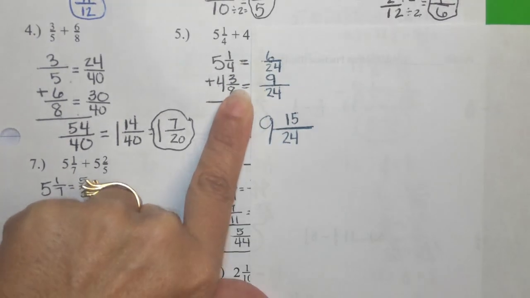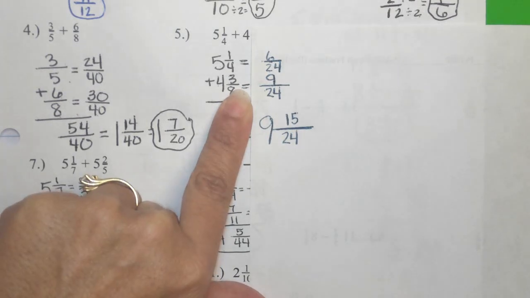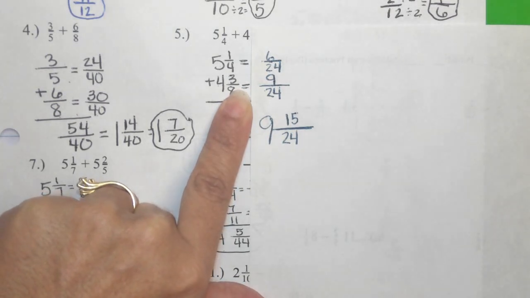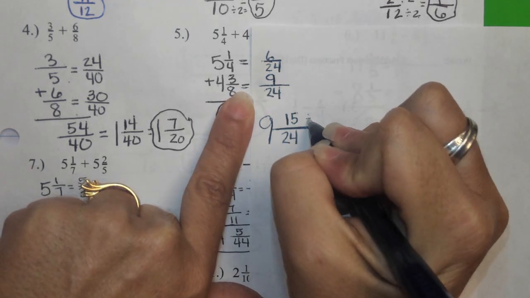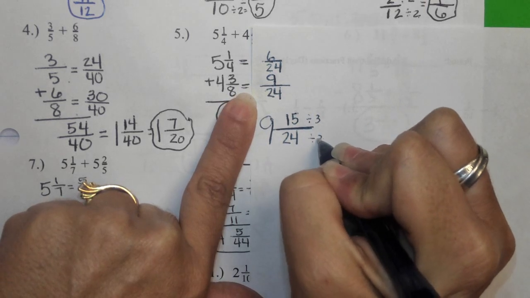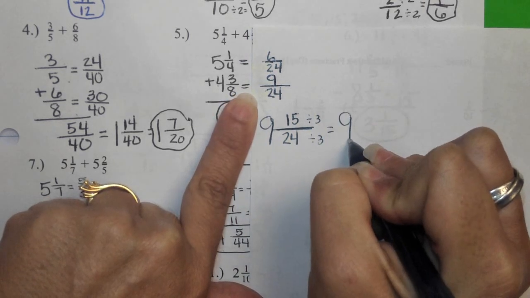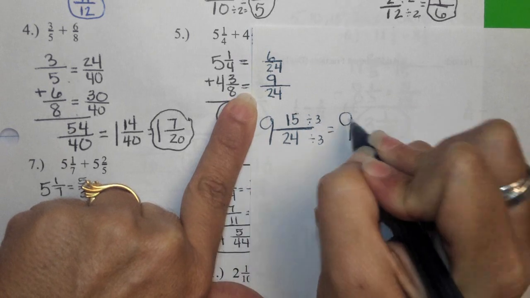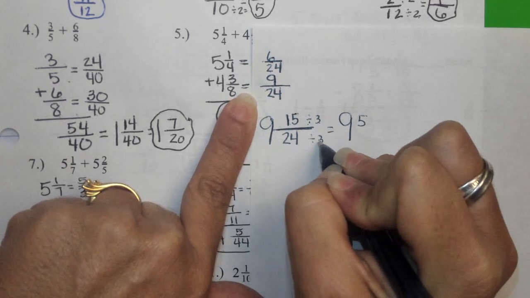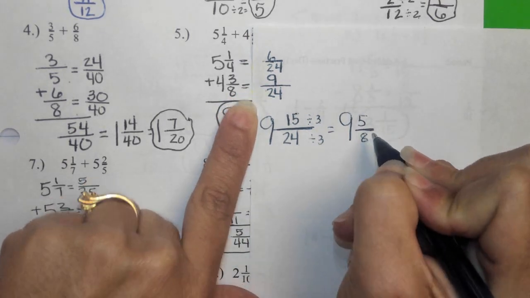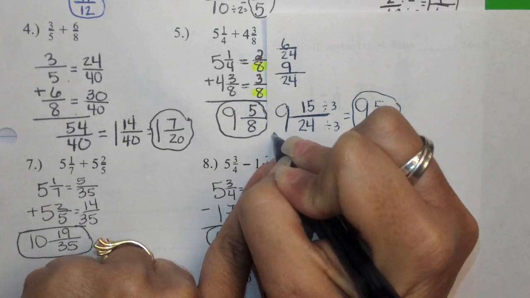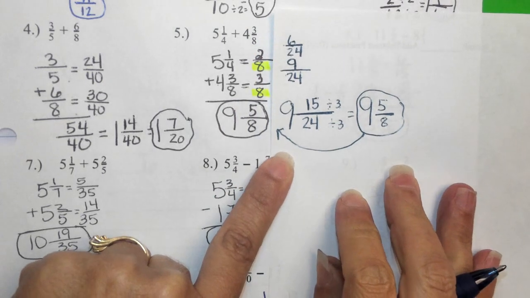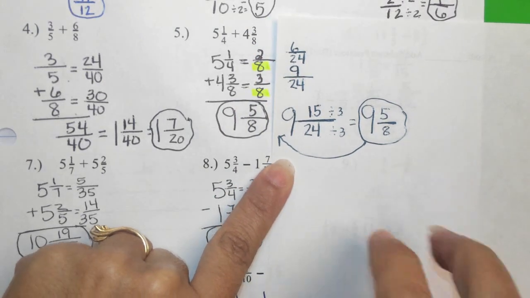Here's the thing. The only thing you probably messed up on was simplifying. What goes into 15 and 24? 3. Listen, if I divide that by 3 and that by 3, I keep my 9. 15 divided by 3 is 5, and 24 divided by 3 is 8. Listen, your answer is the same as mine. You just didn't simplify it correctly.